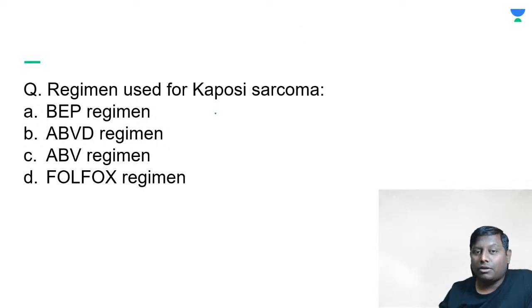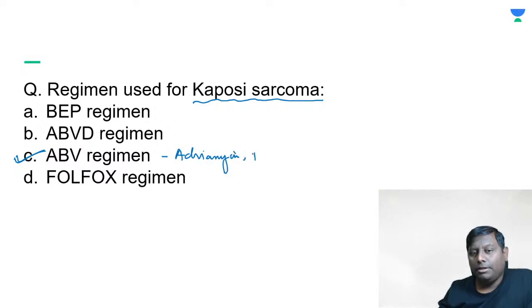Go ahead please. Regimen that are used for Kaposi sarcoma: BEP regimen, ABVD regimen, ABV regimen, Folfox regimen. For the Kaposi sarcoma, which regimen could be used? Okay, so quickly I'll just give you the correct answer here. The correct answer is ABV. ABV stands for adriamycin, bleomycin, and vincristine. Folfox regimen I have just told you in one of the previous questions, that is for the colorectal carcinoma. ABV regimen is used for Kaposi sarcoma.